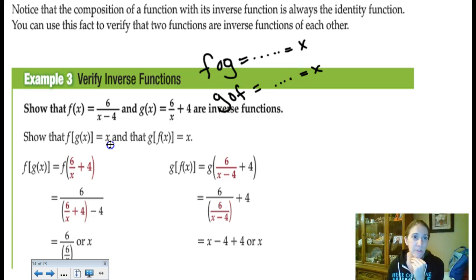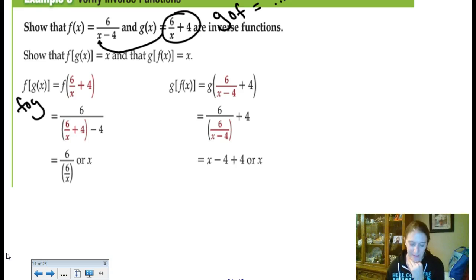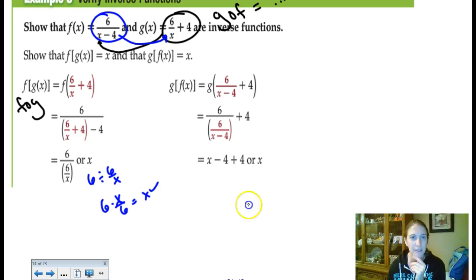This example is already done for you, which you know how I feel about that. So they did f of g. This was putting g inside of f. Here's g, they put that right there, and they did some math. Right here, kids get confused because they forget how to divide fractions. When you take 6 and divide it by 6 over x, remember what happens when you divide by fractions? It's really a multiplication problem of the reciprocal. So that's why it comes out to x. Check. And then this one was going the opposite direction. They're taking f and putting it right there for g, inside of g. Same issue here.